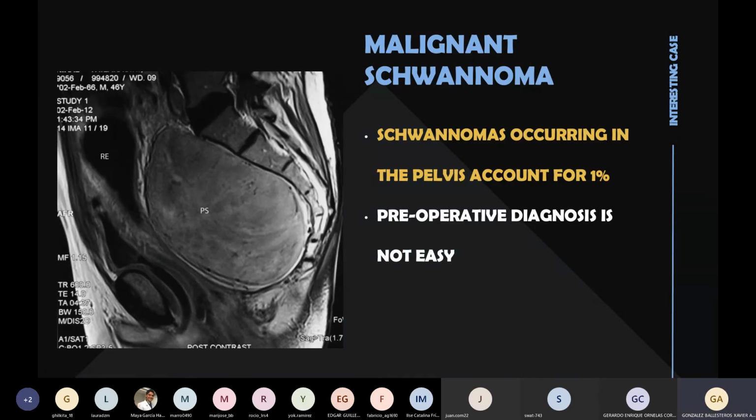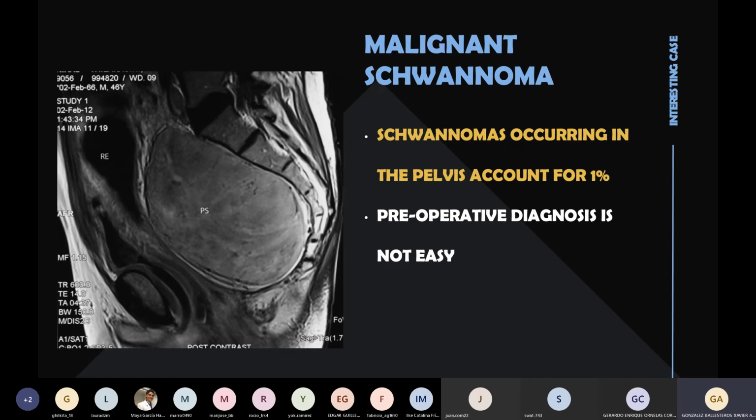Another possibility is a malignant schwannoma. These are neoplasms arising from the nerve sheath. Although malignant schwannomas have been described, they commonly arise from the transformation of plexiform neurofibromatosis and not from malignant degeneration of the schwannoma. They occur predominantly in men aged 20 to 50 years. Schwannomas occurring in the pelvis are rare and account for only 1% of the cases.